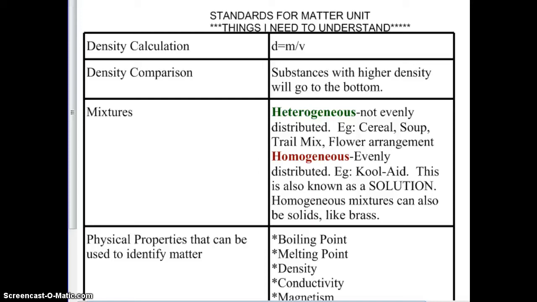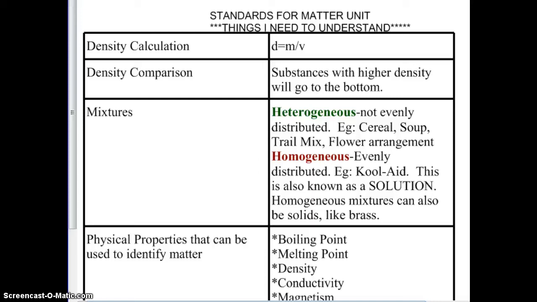Okay, so you have to be able to calculate density. You need to be able to compare the densities of different substances and understand which substance would be sinking to the bottom and which substance would be floating to the top.